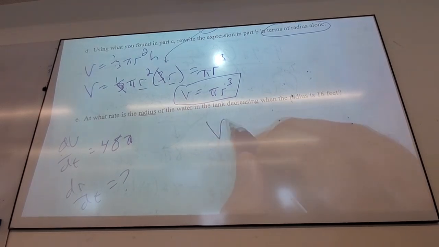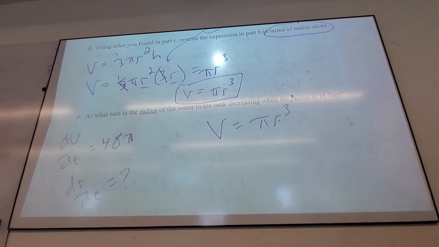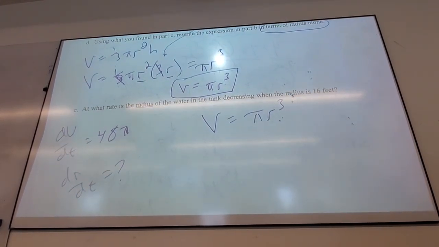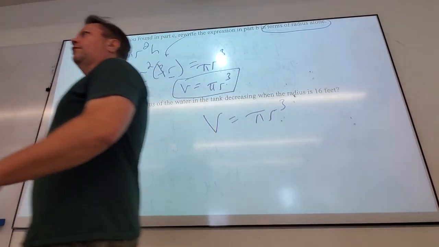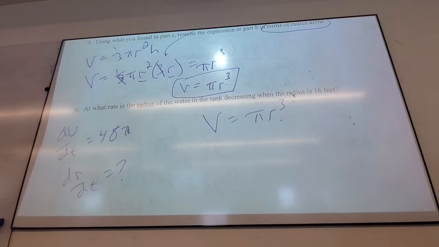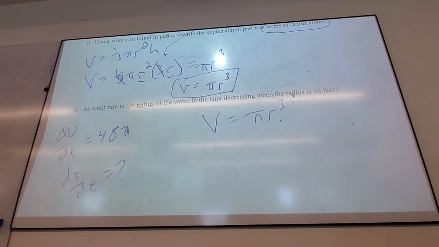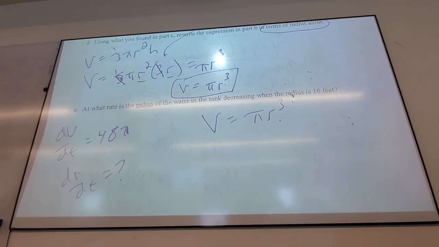I've got my volume formula, so what am I going to do? Take the derivative, so I can use my information and actually solve for what they want me to do. 3 pi r squared. I've got information and a question about rates, so I better take a derivative so I have rates. Go ahead. I'll wait.